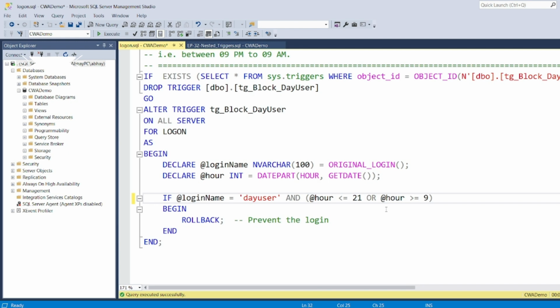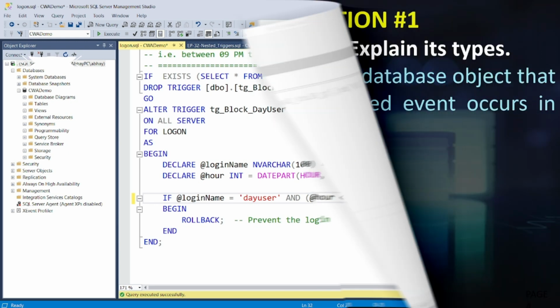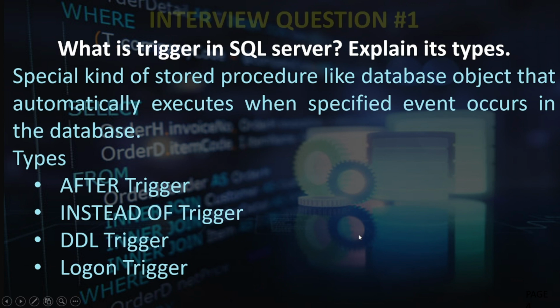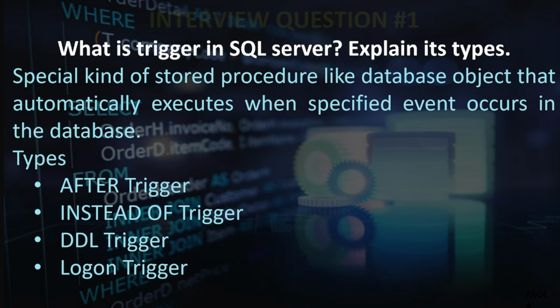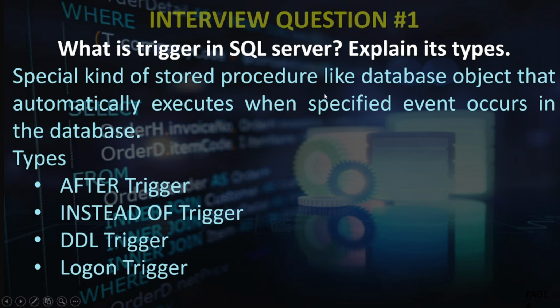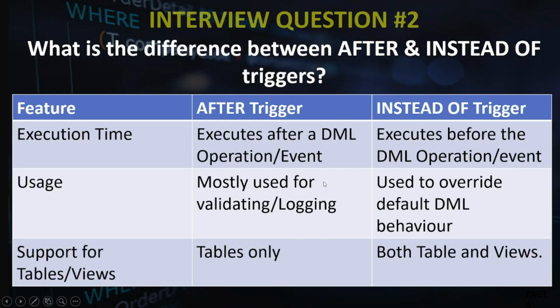Let's go and try to understand the 5 interview questions based on triggers. The first question is, what is a trigger in SQL Server? Explain its types. We have already covered it in the first and second videos, but just to remind you again: a special kind of stored procedure-like database object that automatically executes when a specified event occurs, maybe after, maybe instead of. DDL triggers and logon triggers are the types. This is the first question.